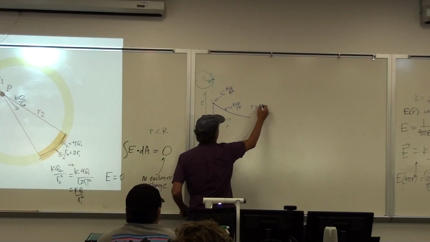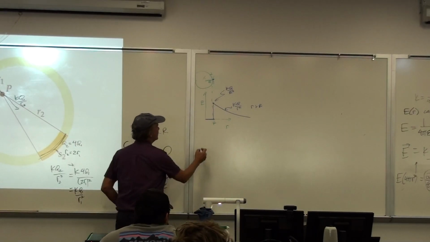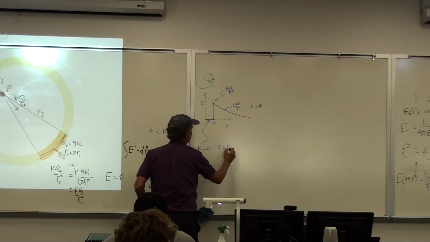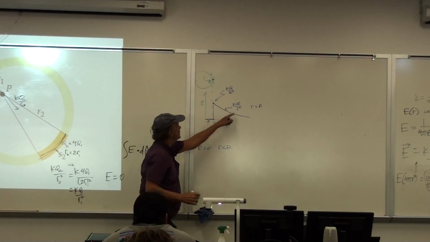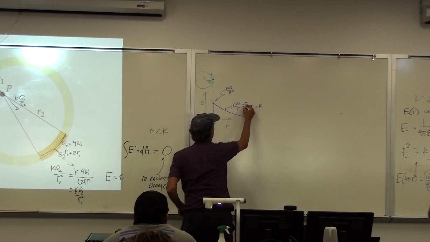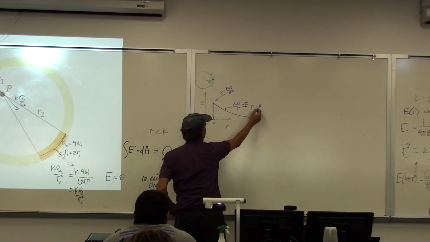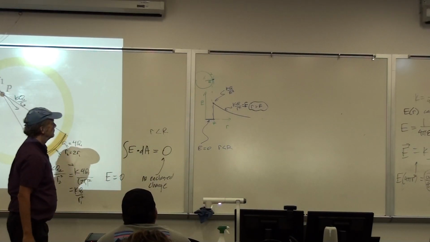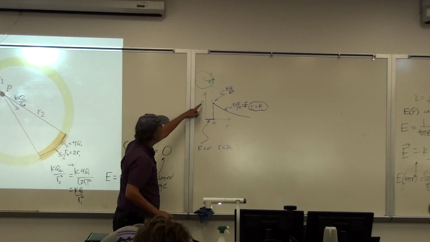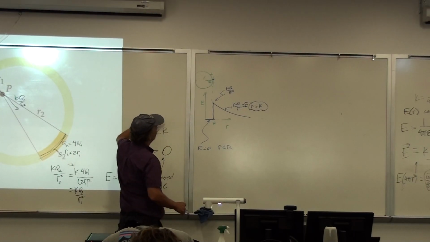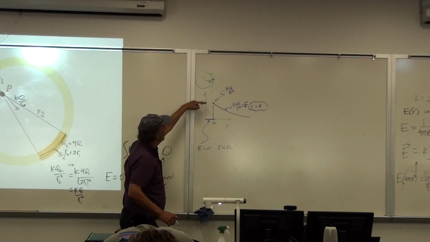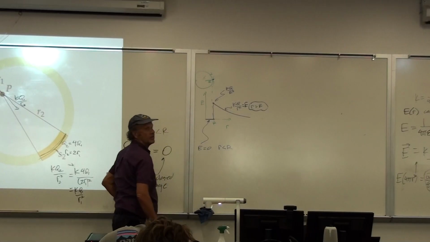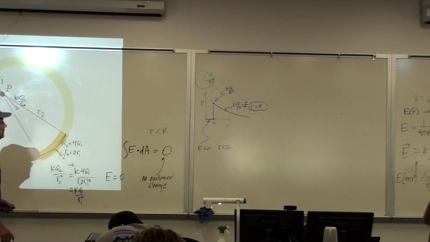For r greater than big R. So this is E equals 0 for r less than big R. And this is E equals kQ over r squared for r bigger than big R. And the same thing would be true in this direction too. So I could draw the same thing out this way and out that way. And you could have it out here to here and then out this way. So you'd actually have something that looks like this. But I'm just looking at a cross section over here.